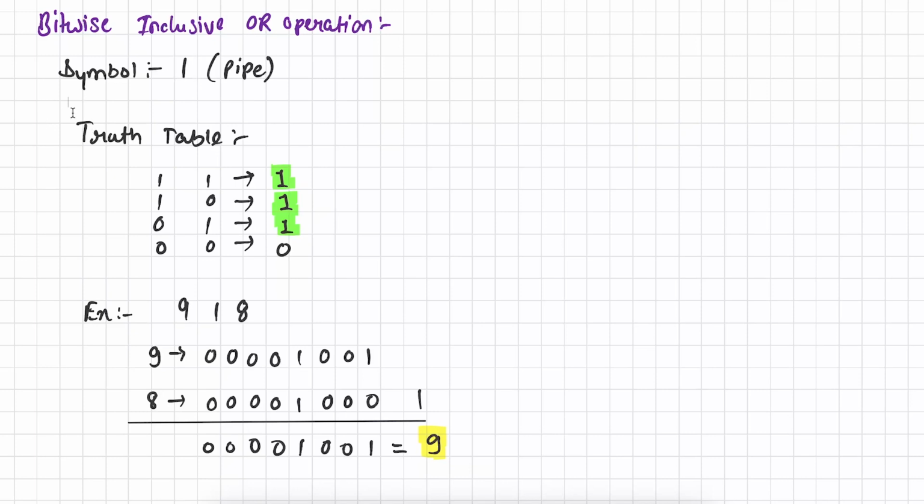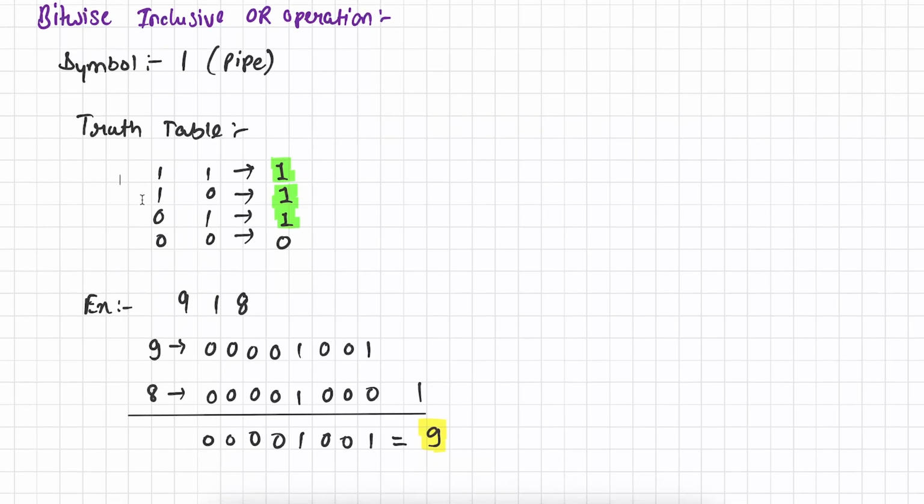So let's quickly see the truth table of bitwise OR. If two operands are 1 and 1, we get 1. If two operands are 1 and 0, we get 1. If two operands are 0 and 1, we get 1. And if two operands are 0 and 0, we get 0. So here if you observe closely, you can see that if any of the operands is 1, then we get 1. If both are 0, we get 0 simply.